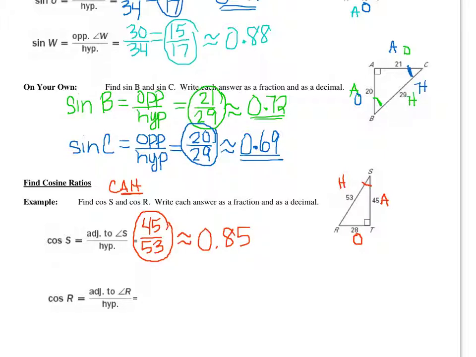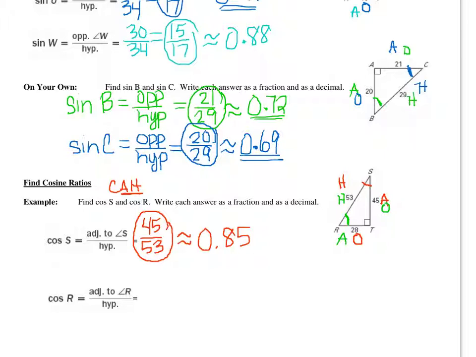My next problem wants me to find the cosine of angle R. So I'm going to identify R here in green and label my hypotenuse, adjacent, and opposite according to angle R. So my hypotenuse is still the side of length 53. Your hypotenuse is always the same. Across from angle R is the side of length 45. That's now my opposite side. And the side of length 28 is now my adjacent side because it's right next to angle R.